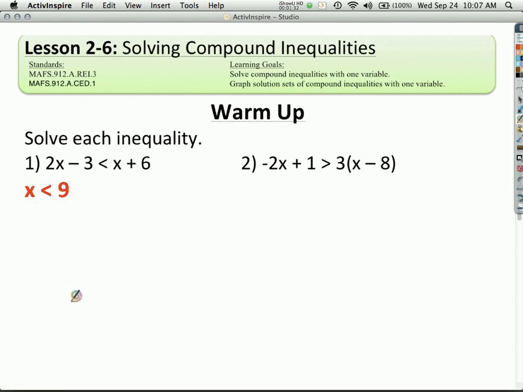What about number 2? What did we get? We'll start with Yadesh, Michael, and then Adriana. What'd you get? X is less than 5. All three of you agree that X is less than 5. Mark your answers correct or incorrect. Write down the correct answer if you got anything wrong.